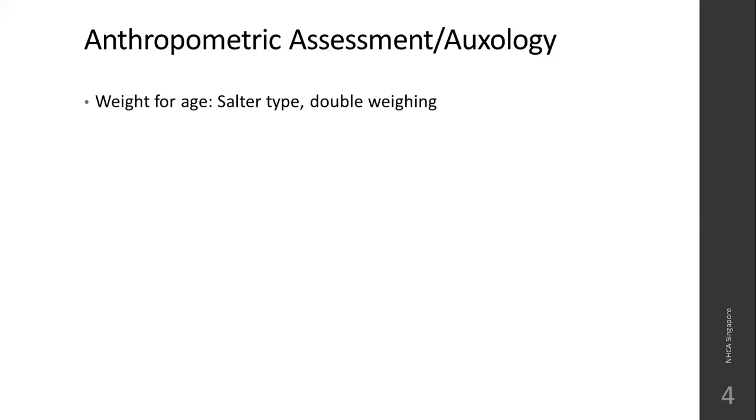Then we have the double weighing technique, in which the mother is weighed first, because the child usually will create a lot of fuss and will not sit still, so you will not get the exact weight of the child. In the double weighing method, first you see the weight of the mother, and immediately after it, you give the child to the mother. The mother will hold on to the child and take the weight again. Subtract the mother's weight from the second weight, and you will get the child's weight.